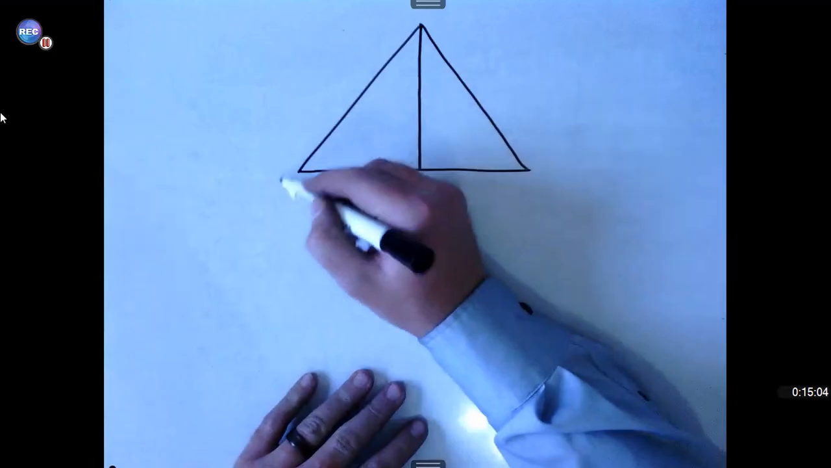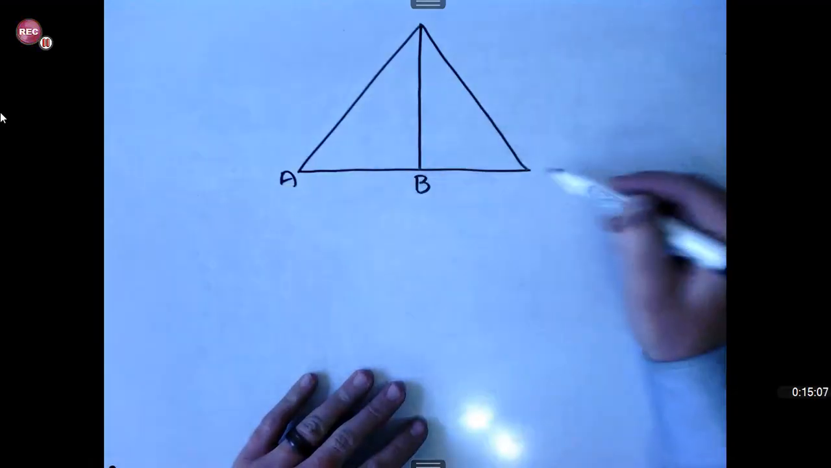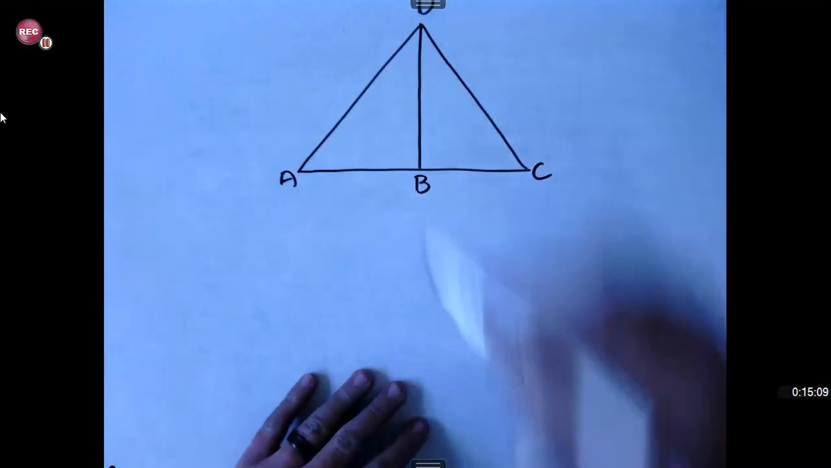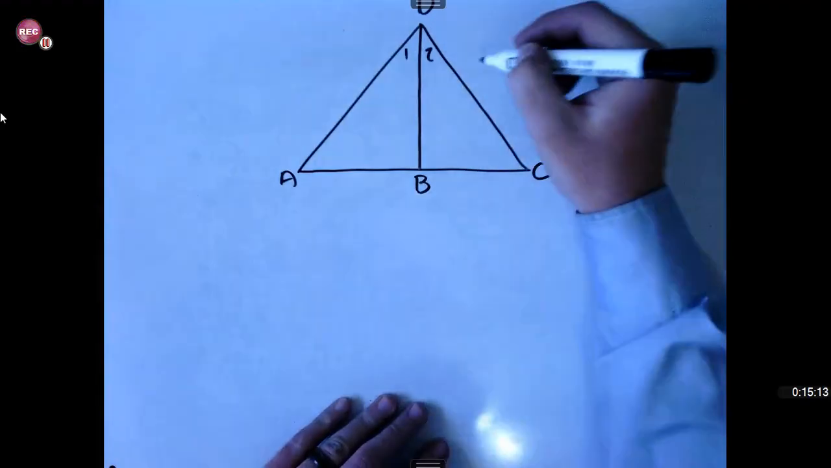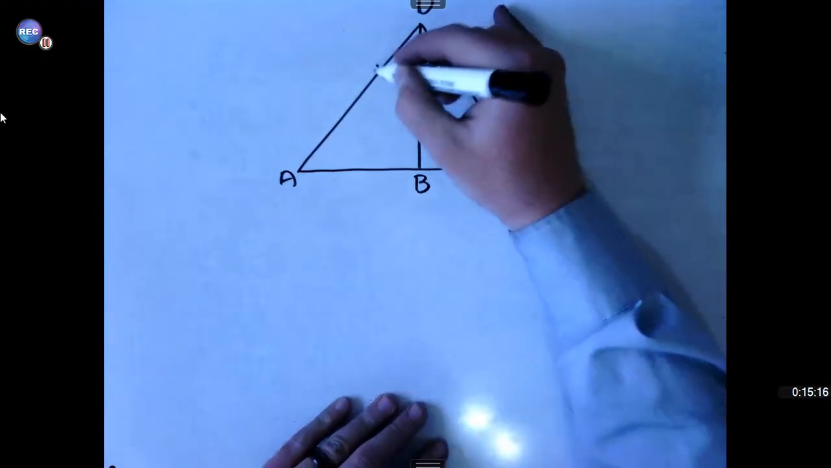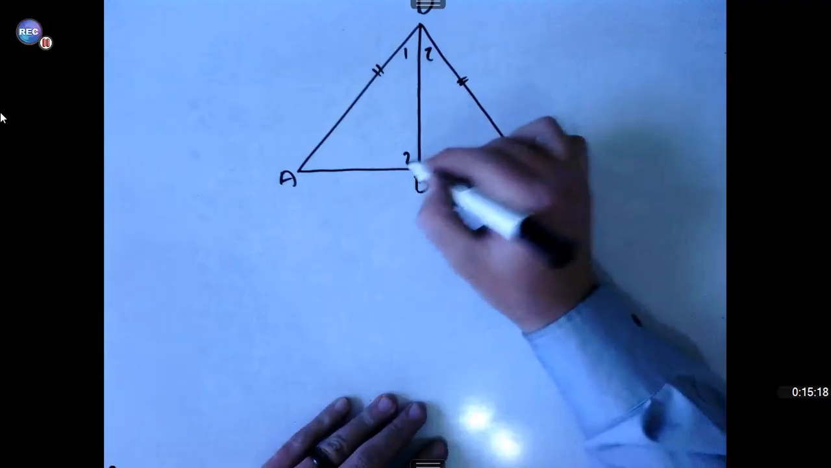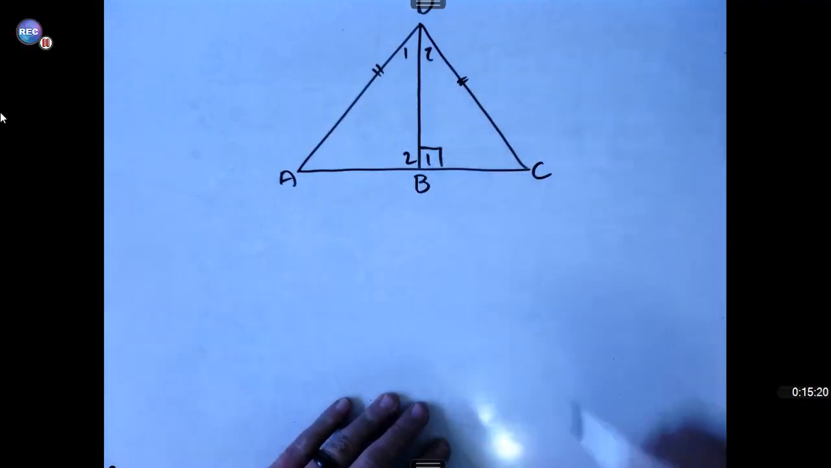So we'll have A, B, C, and D. Then I'll have 1 and 2. I'll have markings there and markings there. And then I'll have a 2 and a 1 and a right angle over here.